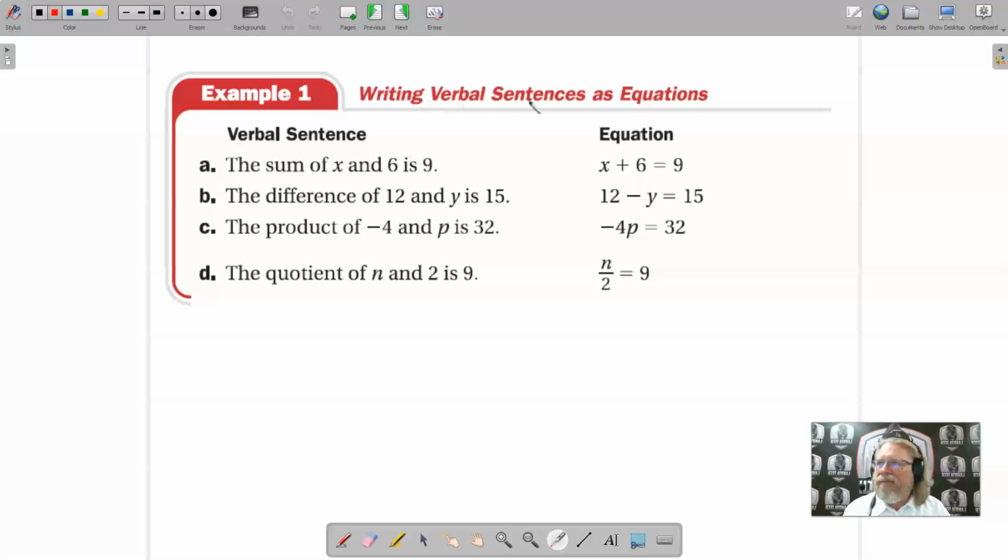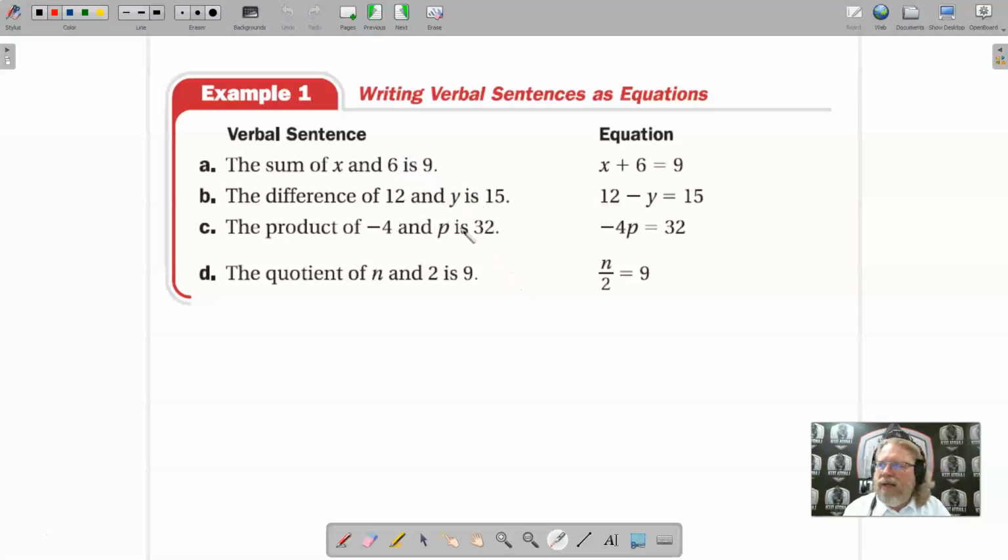Example 1 is writing verbal sentences as equations. Well, we've written verbal sentences as expressions before. That means that we've done things like the sum of x and 6, x plus 6, or the difference of 12 and y, that would just be 12 minus y, or the product of negative 4 and p, negative 4 and p being multiplied because we understand product means to multiply, or the quotient of n and 2, which would be n divided by 2. But one thing that we've noticed now is that we're adding what word?